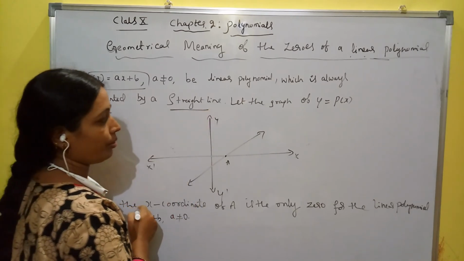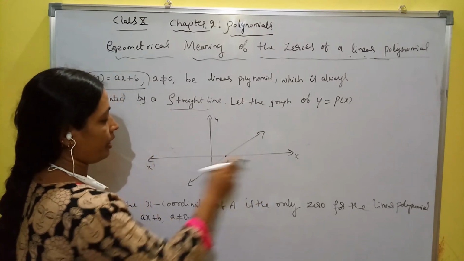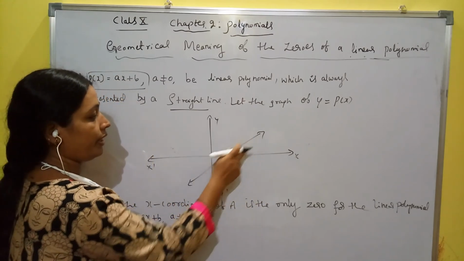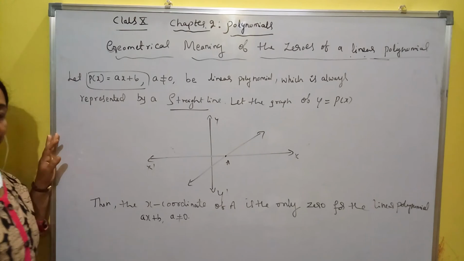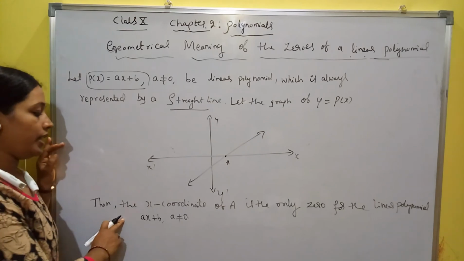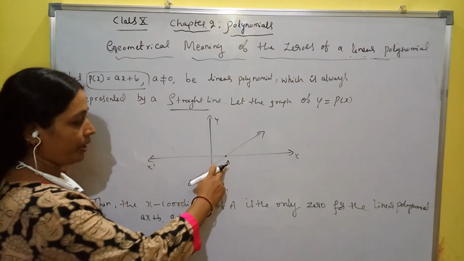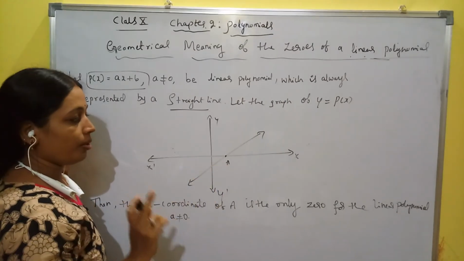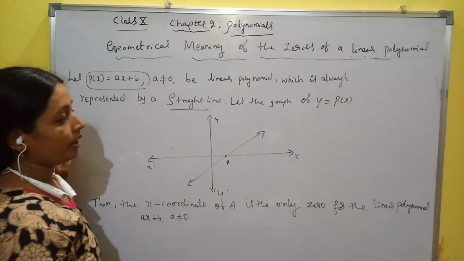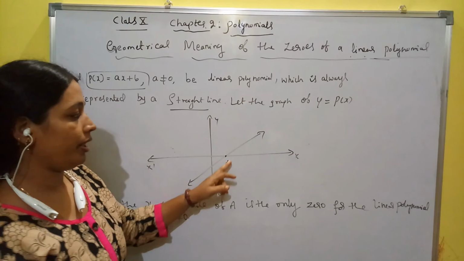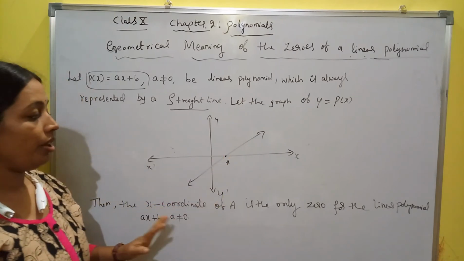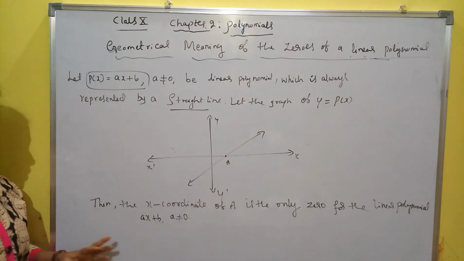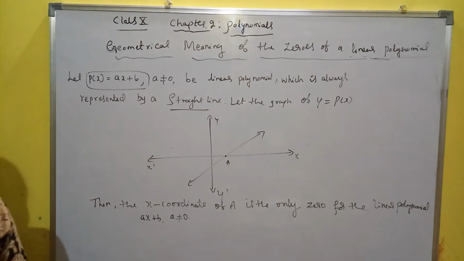The graph y equals p of x. You can write x dash, y dash. We get the graphical representation like this. Then the x coordinate of A is the only zero for the linear polynomial. Here point A touches the x-axis. We get only one straight line. This is about the linear polynomial.